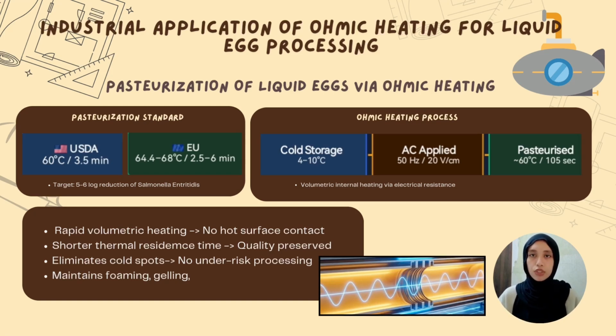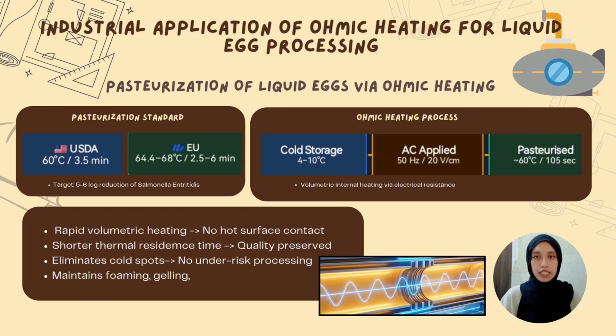The traditional method used for this is called HTST, which is high temperature short time pasteurization. It works, but it comes with real drawbacks. Since HTST relies on heat transferring from a hot surface into the liquid, it leads to uneven heating throughout the product. It also causes protein fouling, where egg protein sticks and burns onto the equipment surfaces, which reduces the efficiency and increases cleaning costs. And importantly, the proteins themselves can degrade under this kind of surface heat, which damages the egg's functional properties like the egg's ability to foam or gel, ultimately reducing the overall quality of the product.